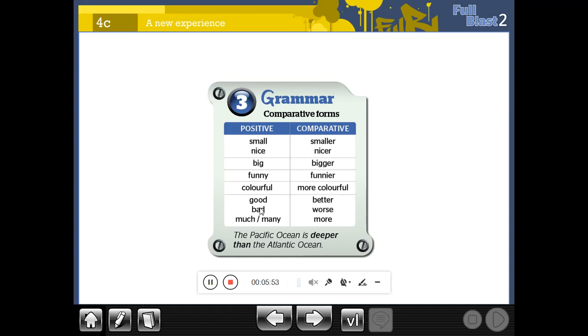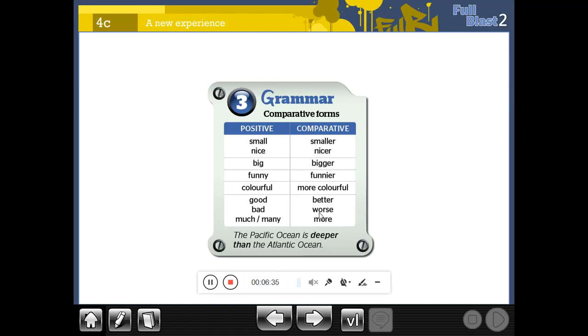There are also some irregular adjectives, like good, bad, much, and many. Good here. If you want to compare between two things, can I say gooder? Ahmed is gooder than Ali at arts? No, it's wrong. If the adjective is good, it will be better, better than. Ahmed is better than Ali at English.